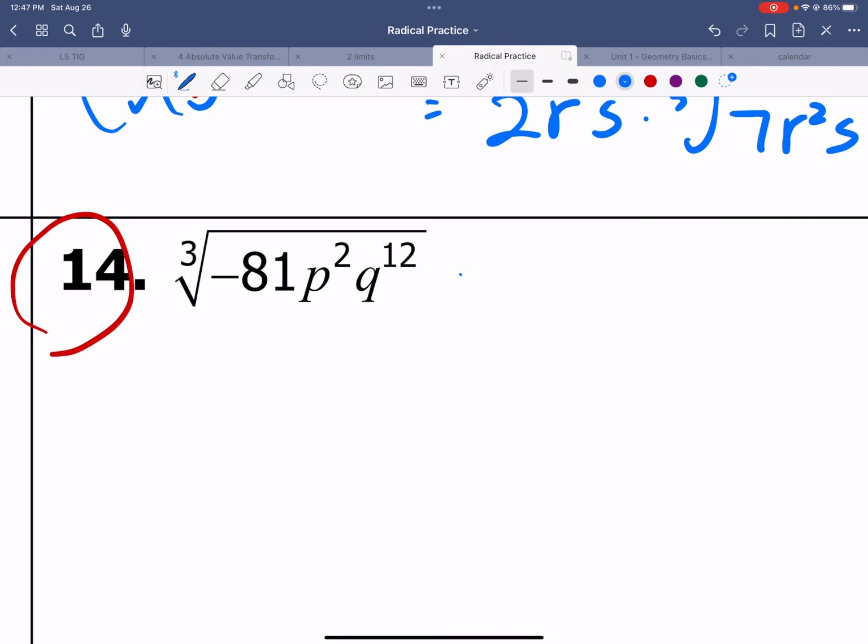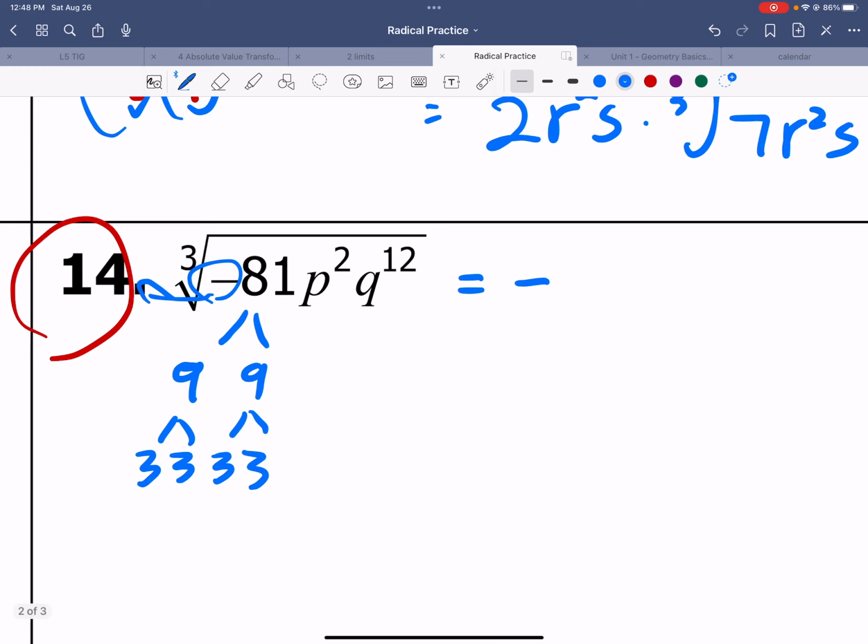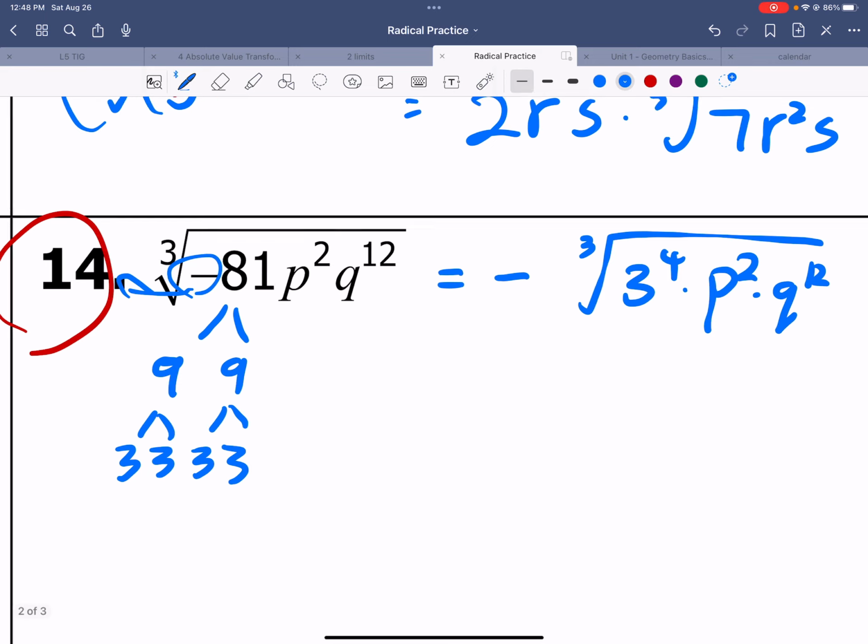81, negative. So negative will go outside no matter what. And 81, because you can take this one out. 81 is going to be what? 9 times 9. It's a 3, 3, 3, 3. Unlike square root, I have to break down 9. Otherwise, you cannot do anything. So I have 4 3's. So instead of cube root, it's going to be 3 to the 4th power. P squared q to the 12th power.